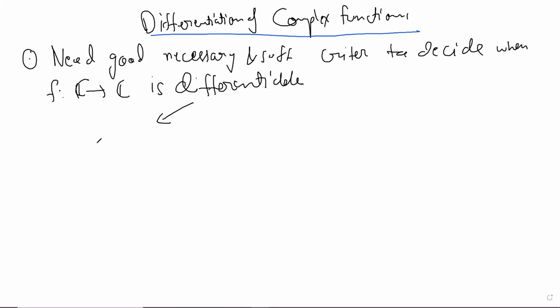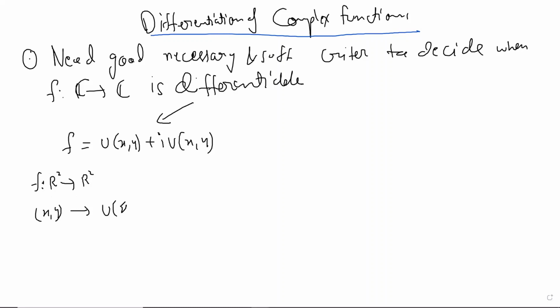But really, just to put it very briefly, one thing was like this: any complex function from C to C can be seen as u of x comma y plus i v of x comma y, right? So f can also be seen as a function from R2 to R2, pairs of numbers to pairs of numbers in the plane, where x comma y goes to u(x,y), v(x,y).